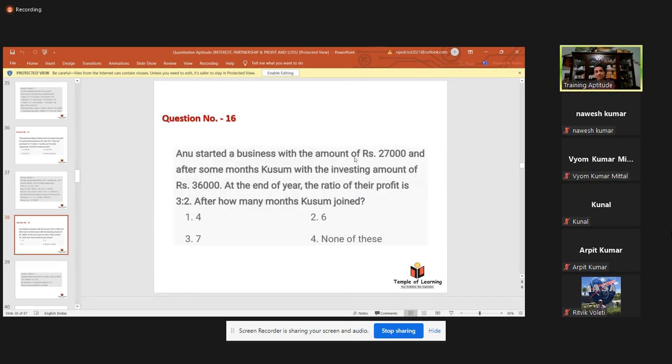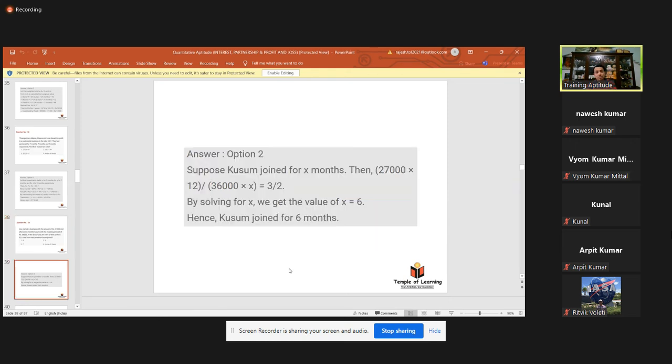4 नहीं, आपने जल्दबाजी की समझ में. देखिए 3:4 है इनका इन्वेस्टमेंट, और इनको प्रॉफिट जो मिल रहा है वो 3:2 में मिल रहा है. Which means Kusum is investing for half the time period. 3 is remaining 3, but 4 is becoming 2. So 4 is becoming half. So time period is half. 12 ka half is 6 months. That's all. Otherwise, 27,000 into 12 divided by 36,000 into x should be 3/2. Solve it.